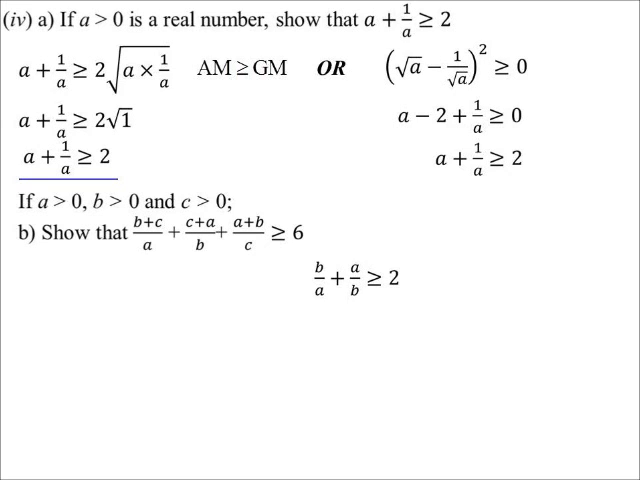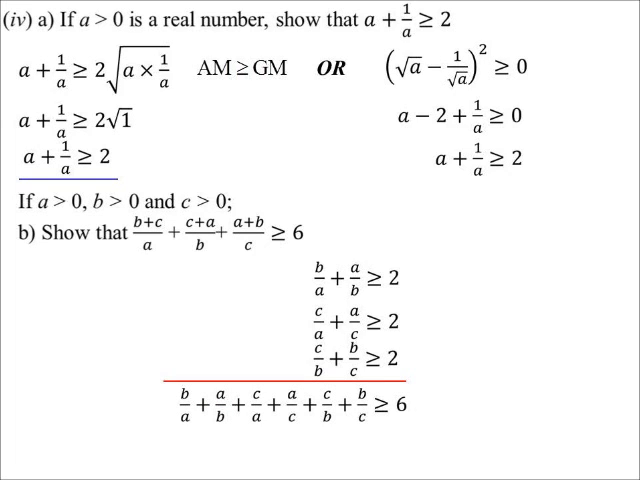Because if I go B plus A on B, and C plus A on A plus C, and C plus B on B plus C, add them all together. So I now know that B plus A on B, plus C plus A on A plus C, plus C plus B on B plus C is greater than or equal to 6. There's the magic number that I was looking for.